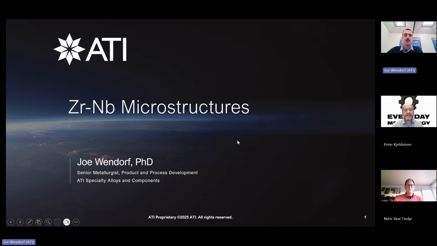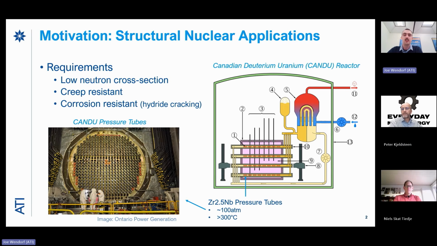All right, so the alloy I've chosen to talk to you about today is zirconium niobium alloy. I chose this because it's a simple binary alloy that keeps the phase diagrams a little bit easier to understand. But we make many different types of zirconium alloys for different applications, some of them nuclear and some other applications. So the particular application that I want to share for these zirconium niobium alloys is a type of nuclear reactor called a Canadian deuterium uranium reactor, or it's abbreviated CANDU, C-A-N-D-U.